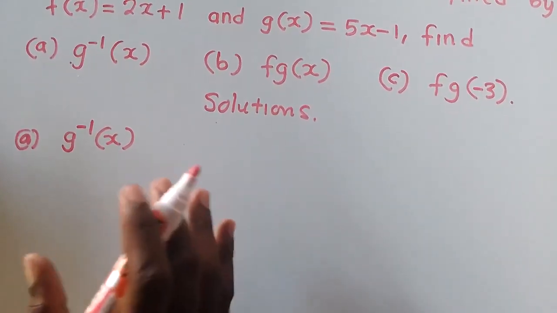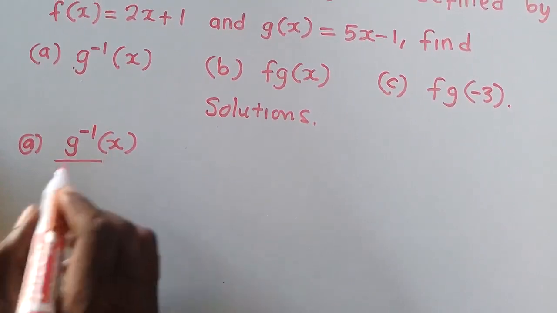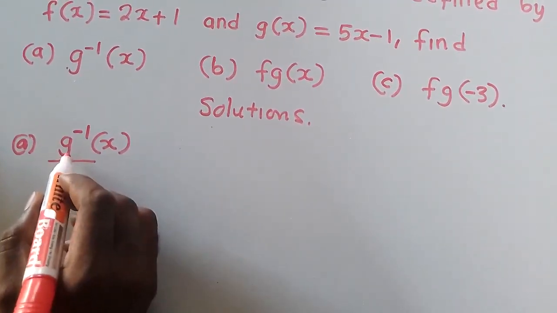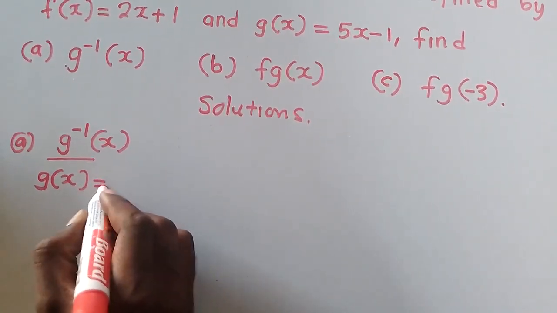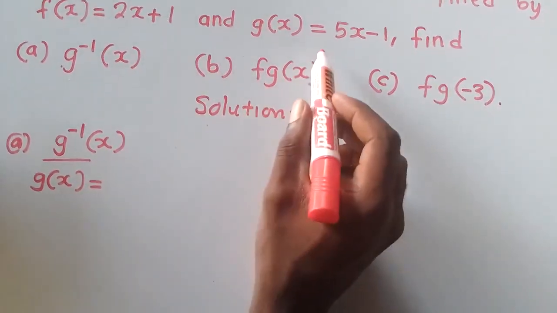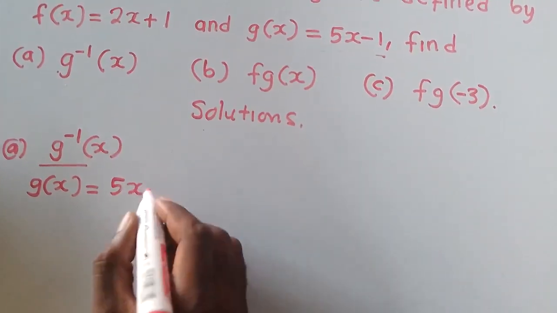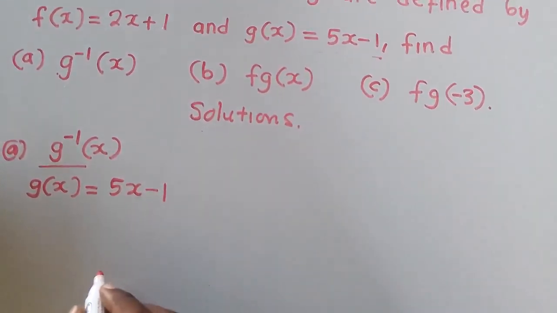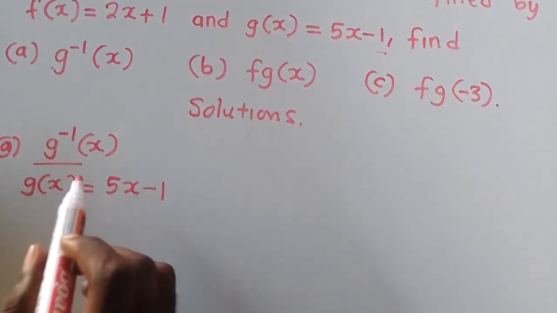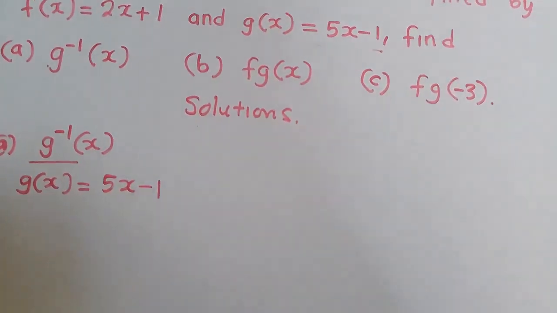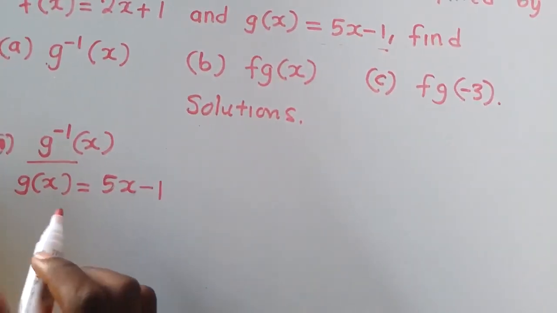What is the first thing that you need to do? Where is this function coming from? It says g, so the function g is coming from g of x is equal to 5x minus 1. It's coming from that function. Then we are told to find the inverse of this.